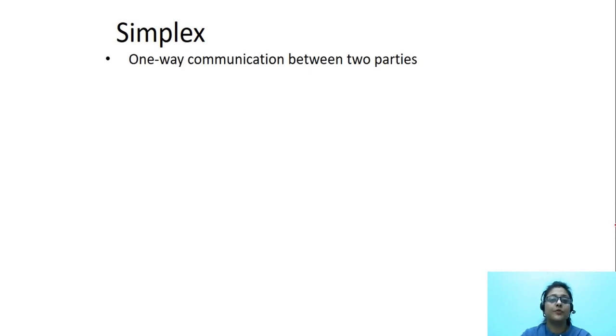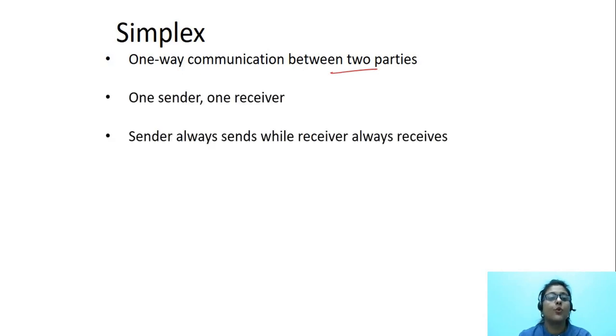So, simplex mode of communication is basically a one-way communication between two parties. So, one sender and one receiver must be present. The sender always sends data and the receiver always receives. So, the sender in no case can receive data and the receiver in no case can send data.